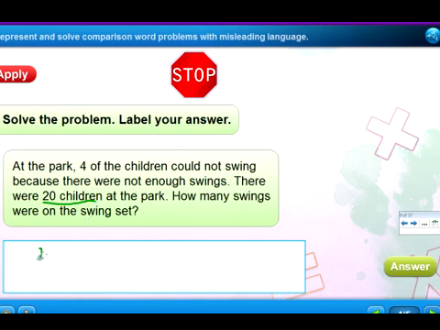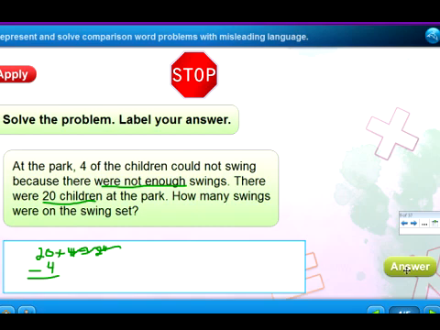Well, let's take 20. Add or subtract? Let's add. 20 plus 4 equals 24 swings? Wait a second. There were not enough swings, so we can't have 24. What if we subtracted 20 minus 4? And we can get rid of that. What's 20 minus 4? 16.